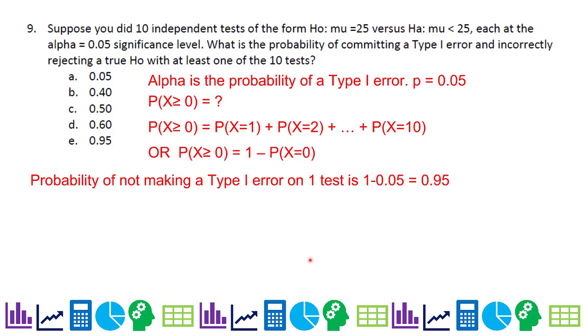But we're going to run these 10 times, so I need to go 1 minus 0.95 to the 10th, which is 1 minus 0.599 or 0.401. All right, so your answer is B.